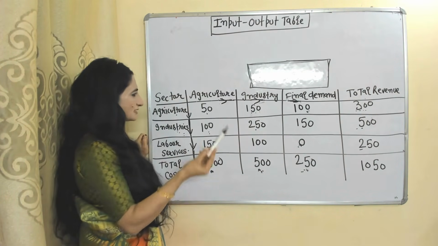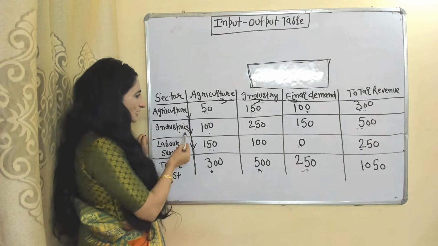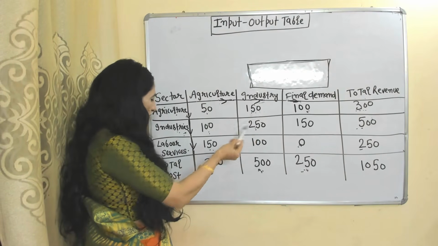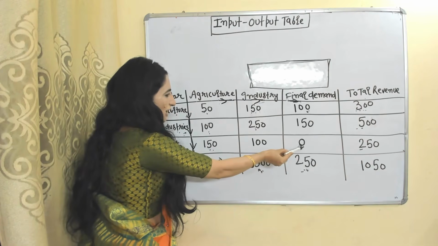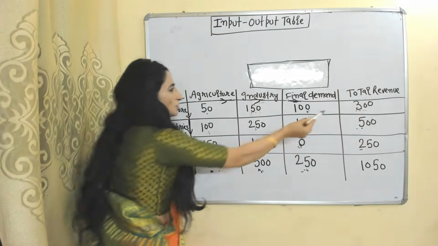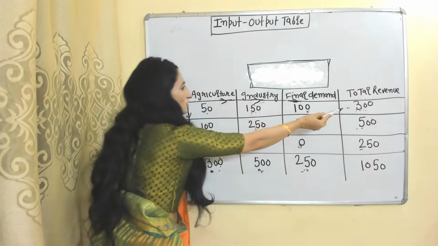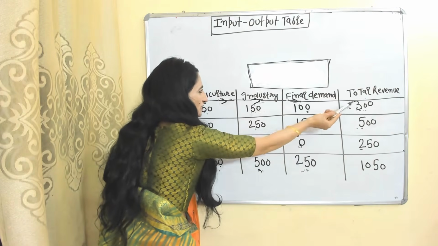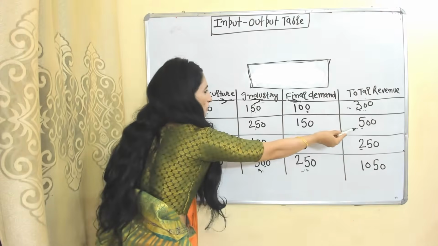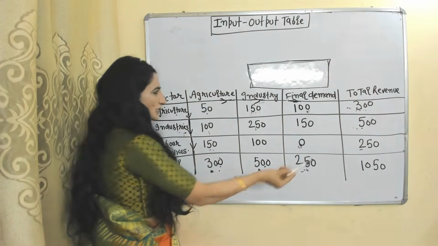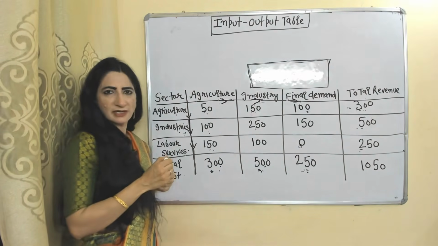So here you can see the agriculture sector can use its own output. Similarly, the industrial sector can use its own output, but labor cannot consume itself. That's why here we have a 0, and the total revenue of each sector is equal to its total cost. Total revenue and total cost are equal to each other in the case of the agriculture sector. Similarly, they are equal in the case of the industrial sector, and total revenue and total cost are equal to each other in the case of labor.